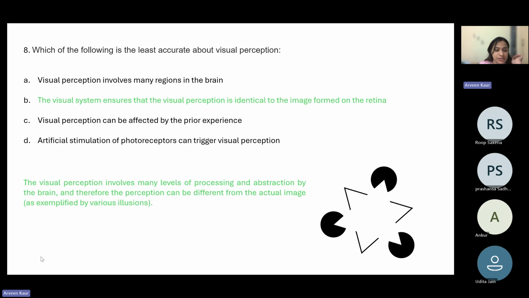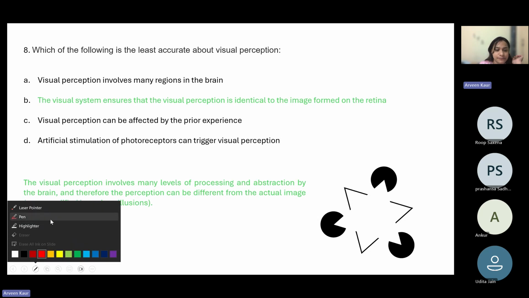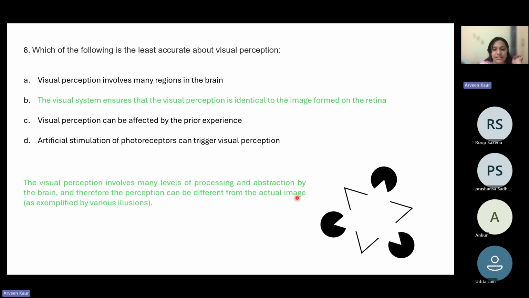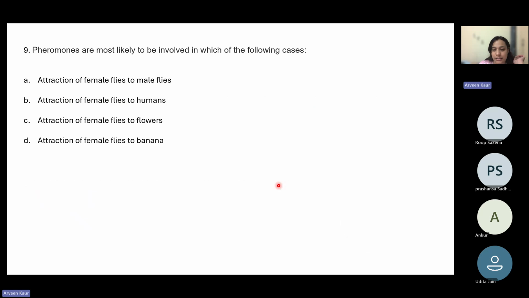So visual perception basically involves many levels of processing and abstraction by the brain, and therefore the perception can be different from the actual image, as exemplified by various illustrations during Sir's PPT also.